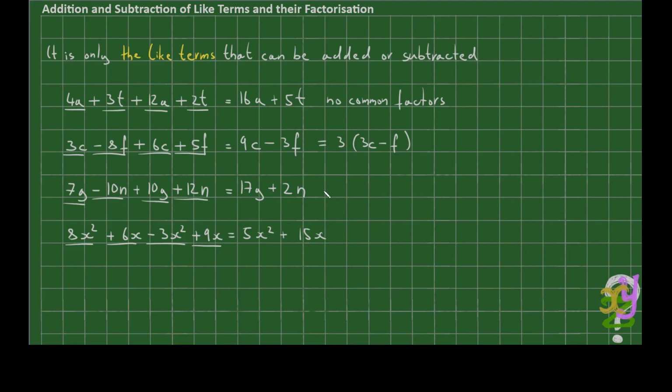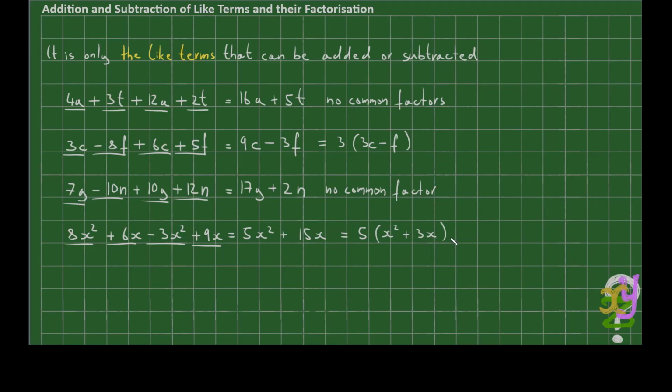When it comes to the third expression, we have no common factors. 17 and 2 do not have a common factor. What about the last expression? Well, both 5 and 15 are divisible by 5, so I could take 5 outside of the bracket. If I want to get to 5x squared, I need to multiply this 5 by x squared. If I want to get to 15x, I need to multiply this 5 by 3x.